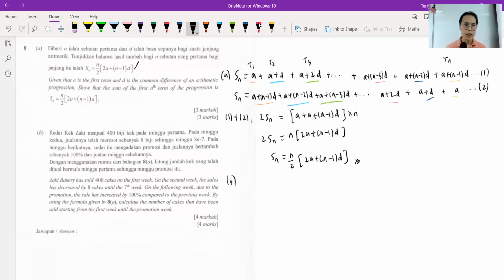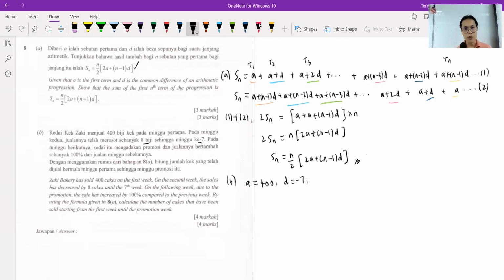Okay, part B. Kedai kek Zaki menjual 400 biji kek pada minggu pertama. Pada minggu kedua, jualannya telah merosot sebanyak 8 biji sehingga ke minggu ke-7. Pada minggu berikutnya, kedai itu mengadakan promosi dan jualannya bertambah sebanyak 100% daripada jualan minggu sebelumnya. So, the first thing I have to do is identify my A. My first term A is 400. They say merosot sebanyak 8 biji sehingga minggu ke-7. That means your d is negative, it's reducing.